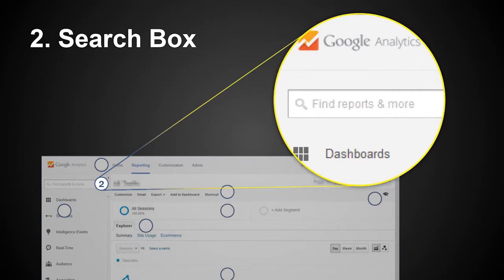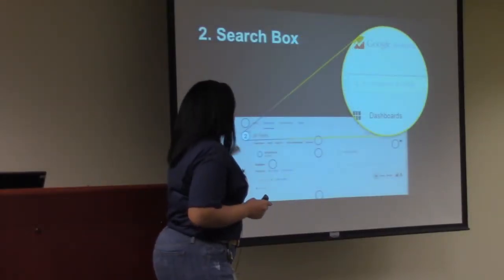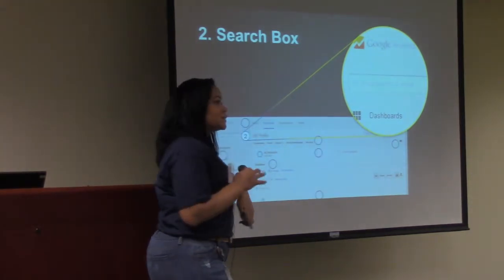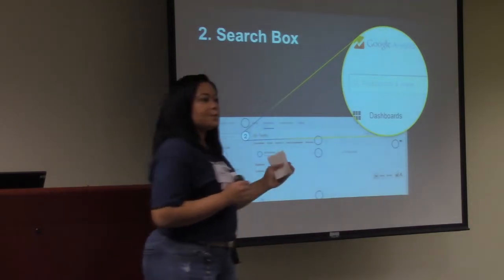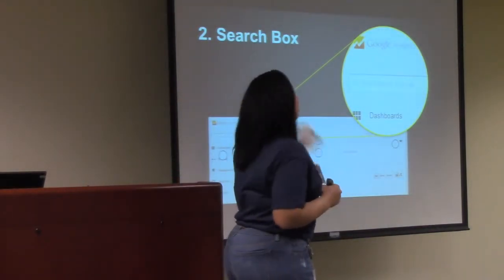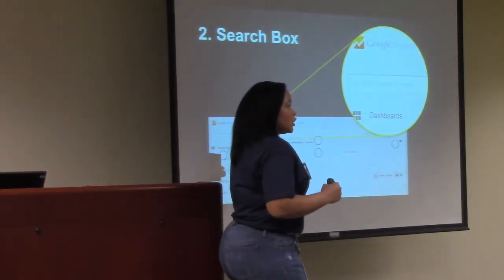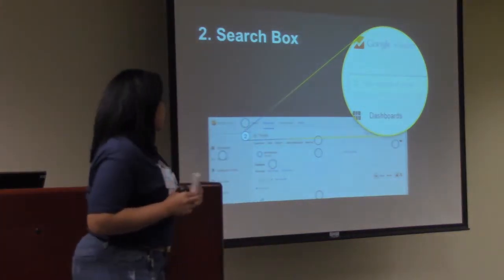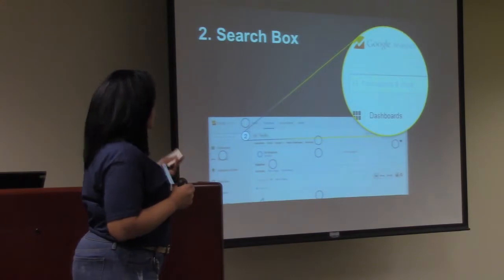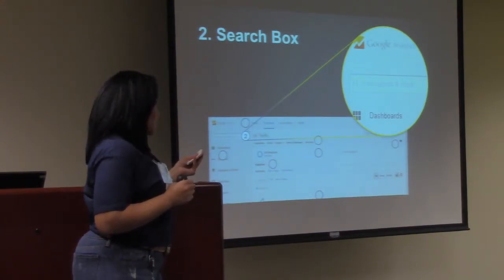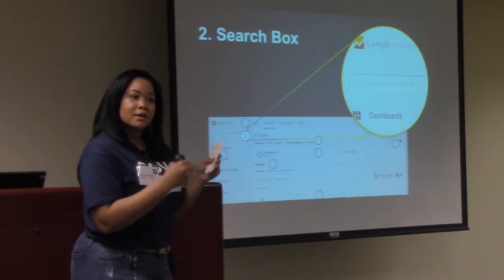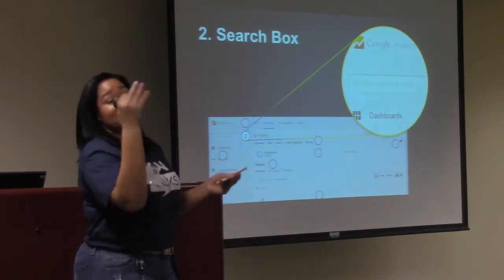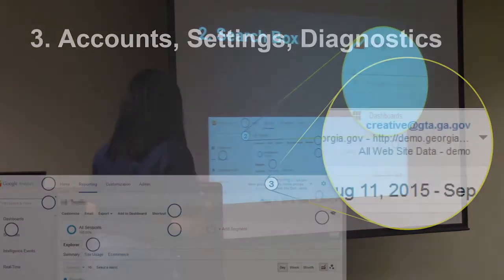We have the search box. This is probably one of the most useful pieces of the interface, and that's because it uses suggestive technology. So if you put in a term or keyword, it'll suggest something that it thinks you're looking for. So that's always helpful. And you can also search for reports there. It'll also suggest if you run a report before, you can put it in there and it'll find it to run it again for you. So that's cool.